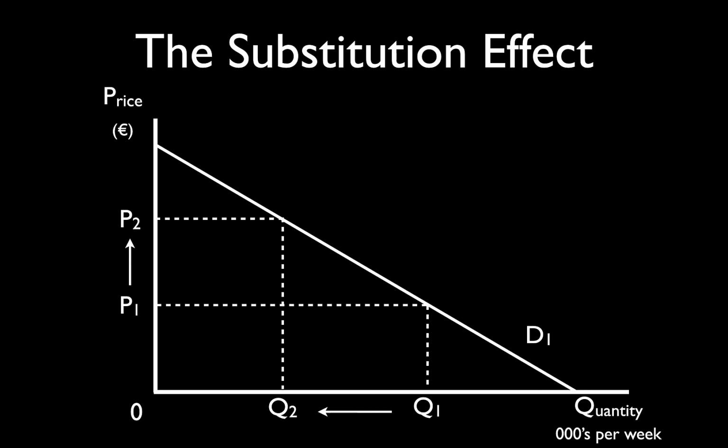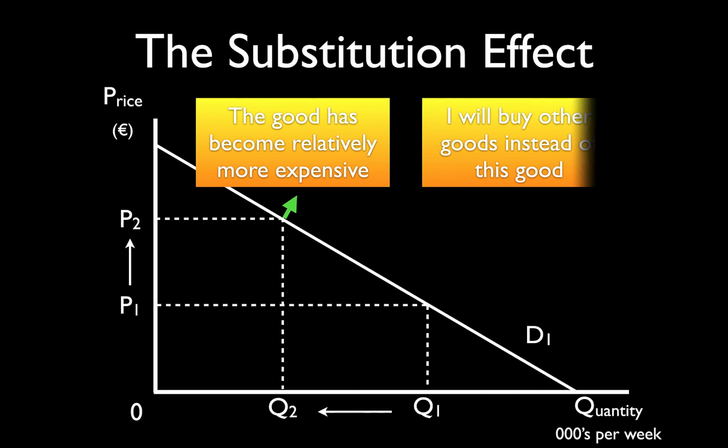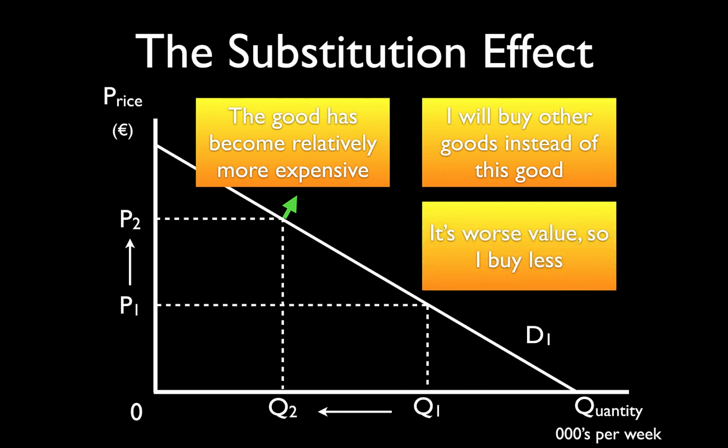So why are we buying less of the good now according to the substitution effect? Right, well, we're buying less of the good now because the good has become relatively more expensive. So therefore, the consumer will buy more of other goods instead of this good, because ceteris paribus, the price of every good in the economy hasn't changed, but the price of this good has risen. Therefore, this good has become relatively more expensive to every other good. So I'll buy less of this good because it's worse value, it's relatively more expensive. I get more marginal utility per euro spent on other goods than I do on this good. Okay, so I reduce the amount that I buy.